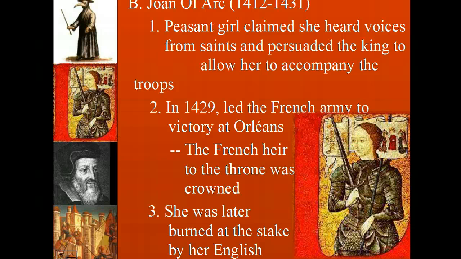And in 1429, she is going to lead the French army to victory at the Battle of Orleans during a very crucial stage of the war. It is crucial because out of this victory, Charles VII is going to be able to solidify his hold on the throne and create a stronger government within France.